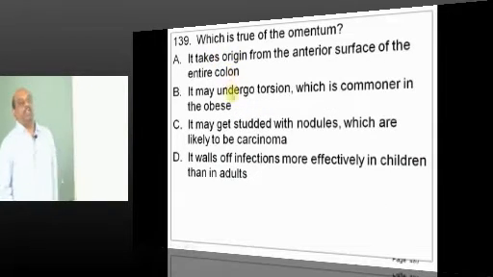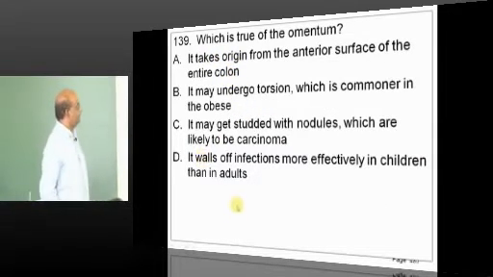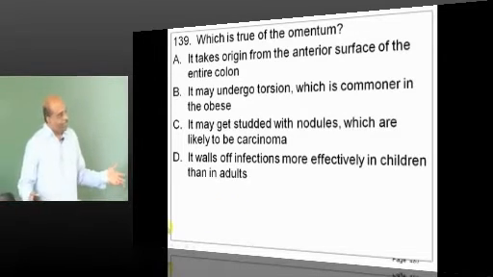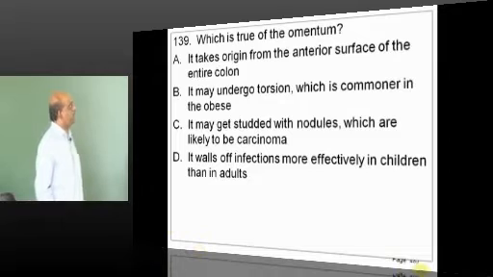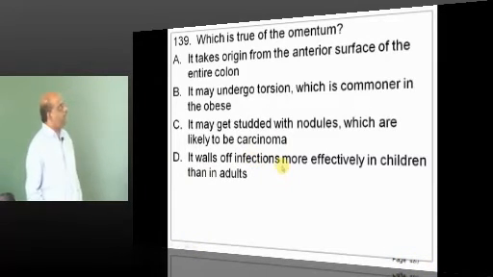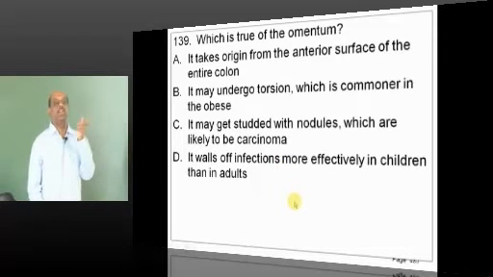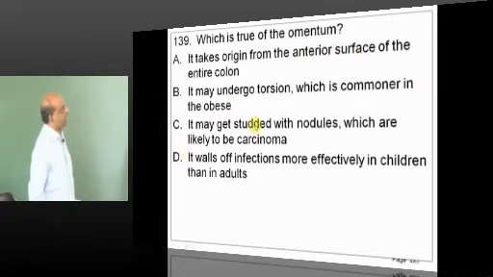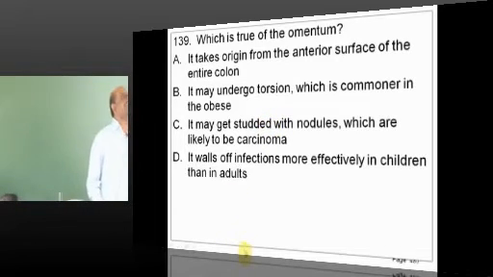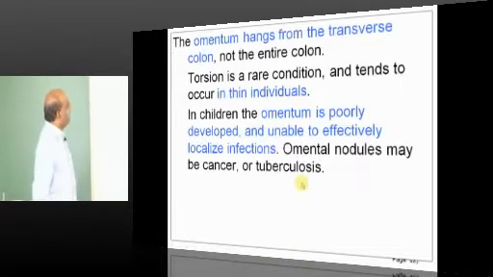Now, what is true about omentum? In children, omentum is poorly developed. Peritonitis is very common in children, which is true. If it is studied with nodules, it is more likely to be carcinoma, is true. In thin individuals, omental torsion is common, not in the obese. It does not take origin from the entire colon, only the transverse colon; that is what needs to be remembered.